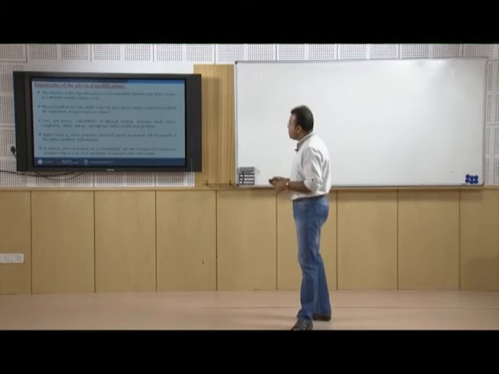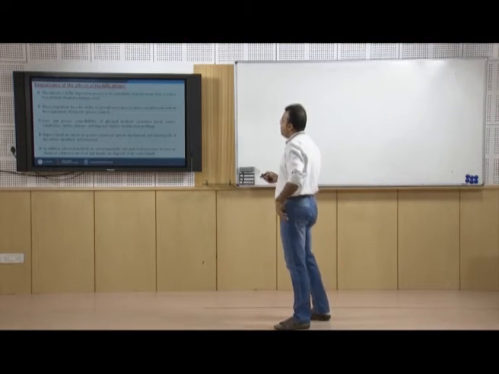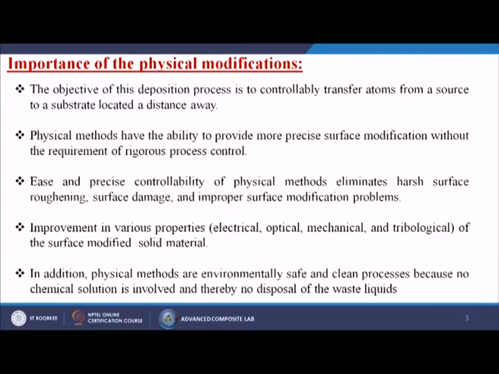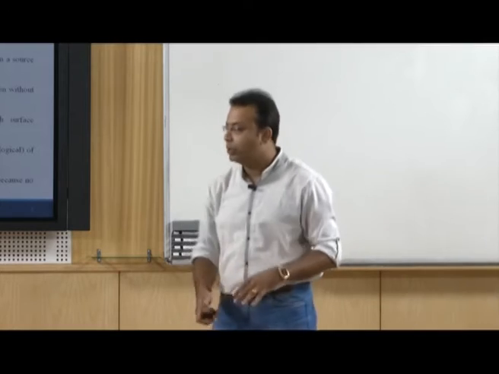So, what is the importance of physical modifications? The objective of this deposition process is to controllably transfer atoms from a source to a substrate located a distance away. Simply, when we are doing these modifications, we use certain substrate materials and agitate them, so that they release electrons or ions, and those electrons and ions come and deposit onto your material surface. So, we are not going to change the material's chemical properties.